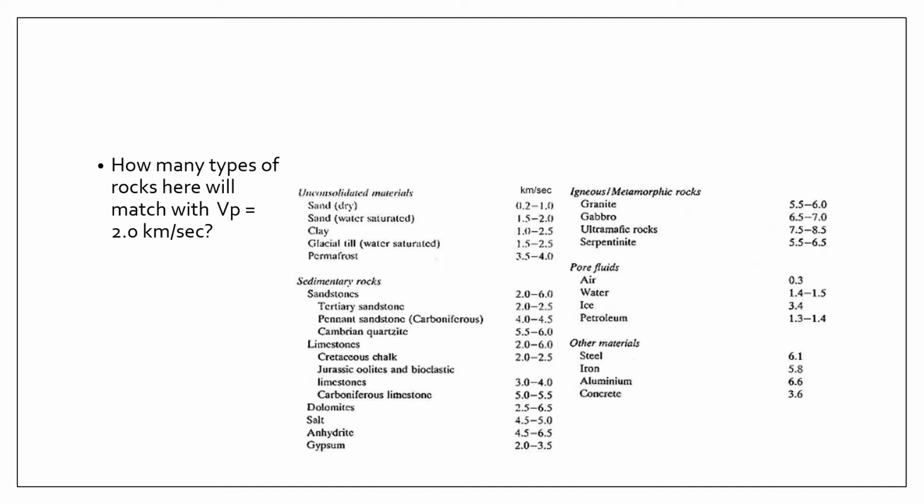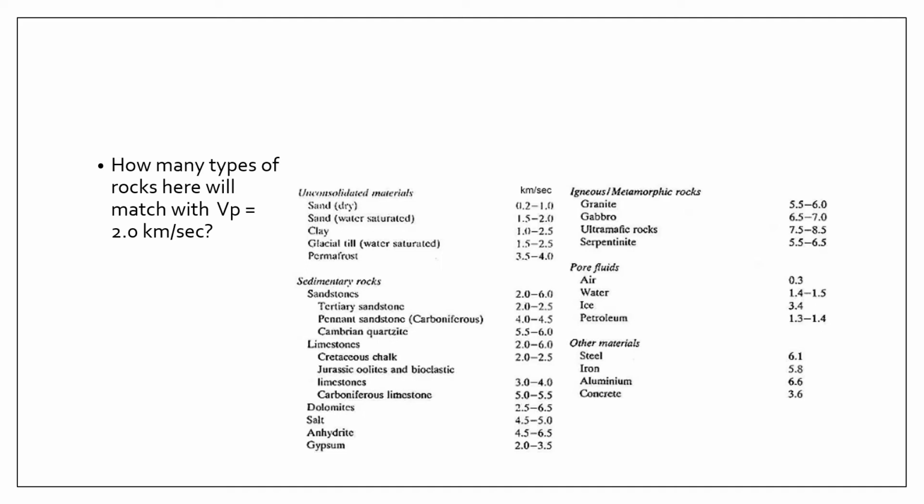All right. Now going back to what I said before, rocks have a big spread in their compression wave velocities. And you can see in here, although it's quite small, that in sedimentary rocks, sandstone, for example, has a velocity range of 2,000 to 6,000 kilometers per second.